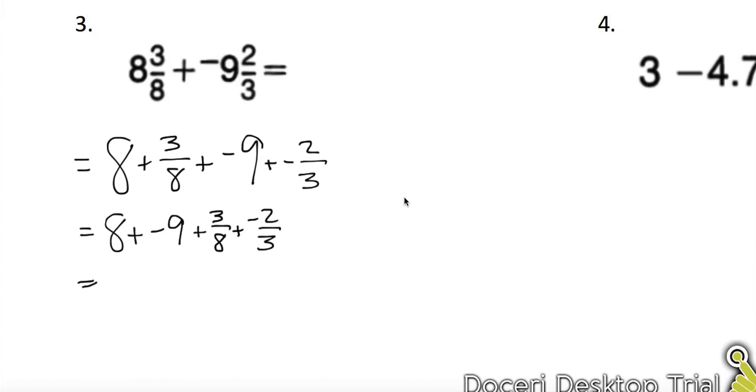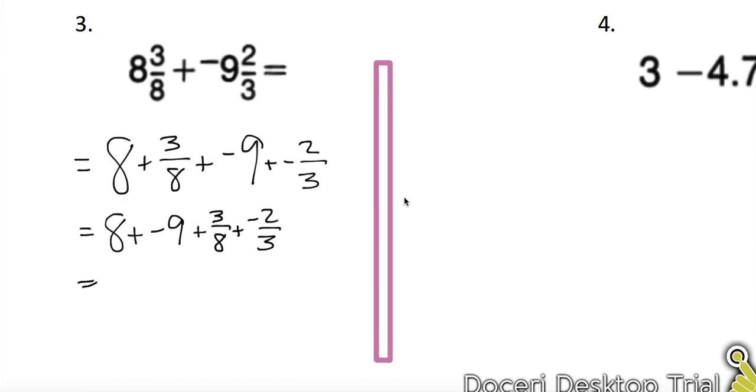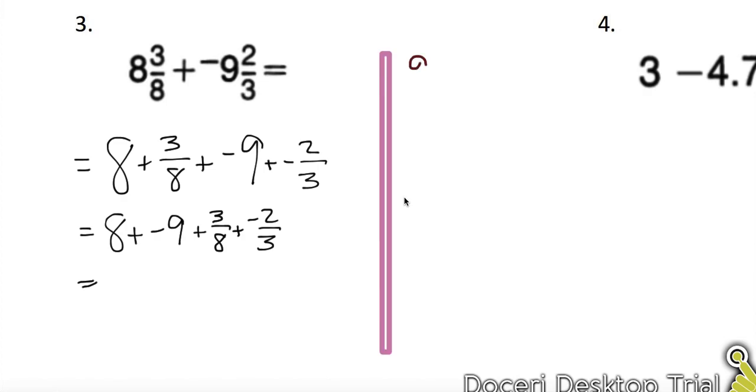Alright, I'm going to add the two whole numbers together. And so I have 8 plus negative 9. Two different signs, so I actually have to subtract. So I have 9 minus 8 gives me 1. But since 9 is the larger absolute value, it's going to be negative 1.